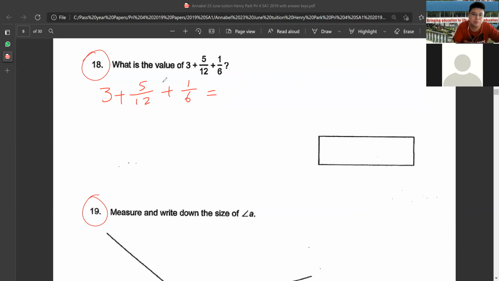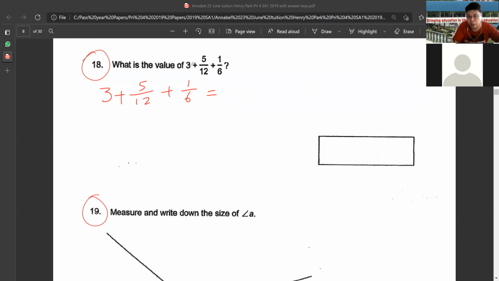How to do this one? Change. I don't know the meaning of value. Huh? What is the value of this? You add together. You don't know what's the meaning of value? No.